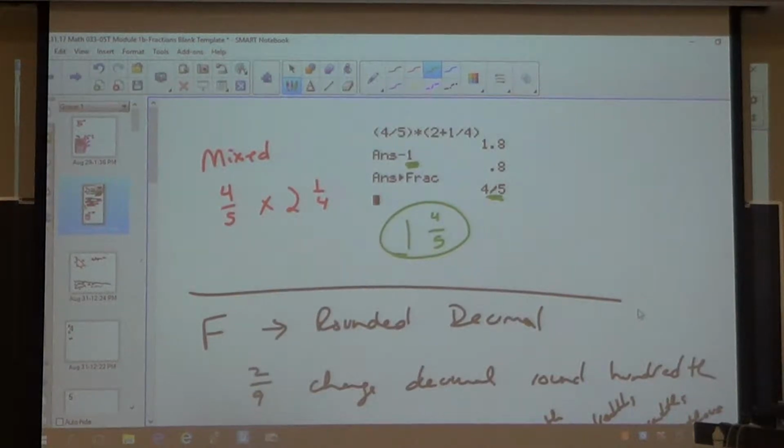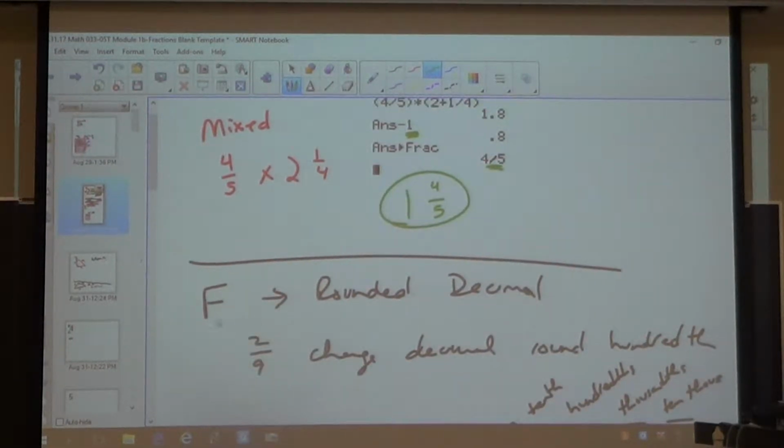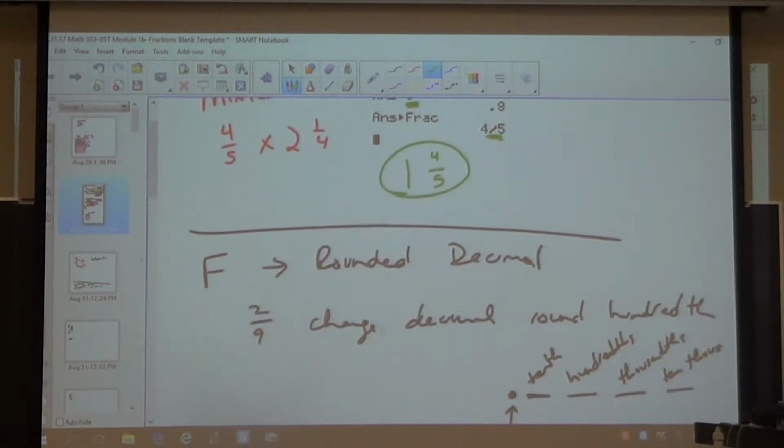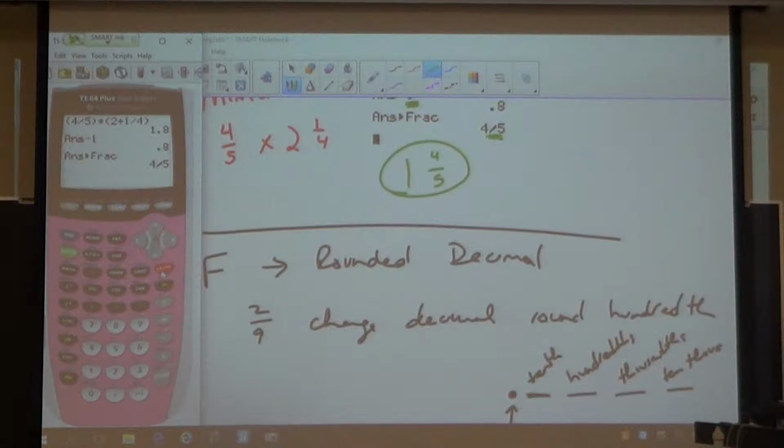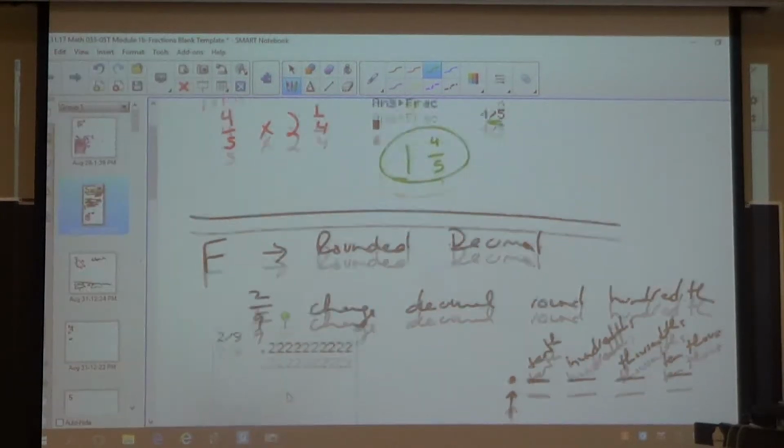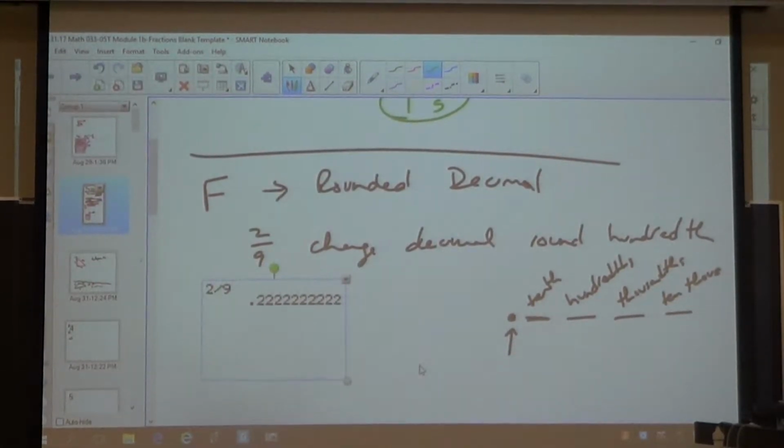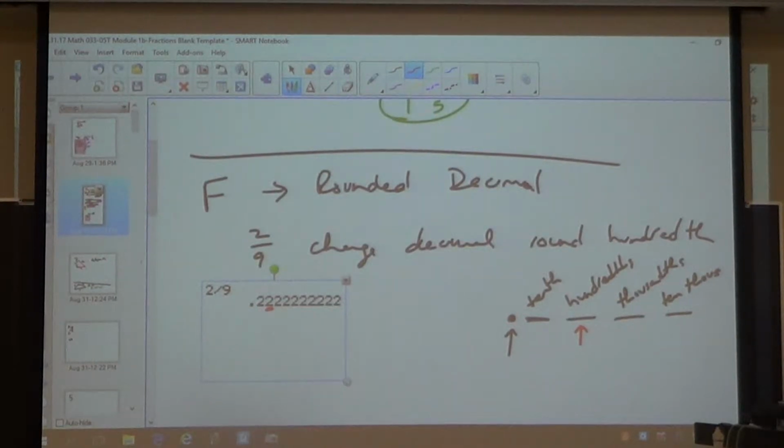We're going to go over rounding some more today, but I had somebody ask me yesterday, how do you change a fraction into a rounded decimal? So if you have a fraction, you just type it in, 2 divided by 9. That turns it into a decimal. And then to round a decimal, you have to know the places. Tenths, hundredths, thousandths, ten-thousandths. So if I want to round it to the hundredths, that's going to be the second place behind the decimal.